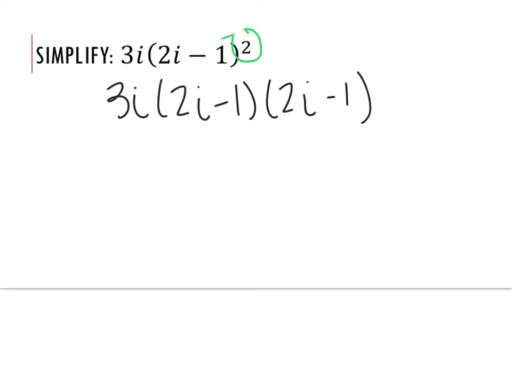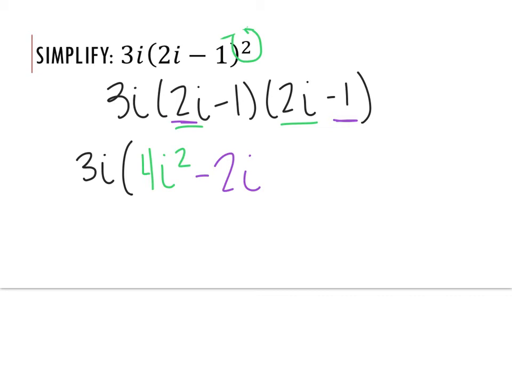Alright, so I'm going to do first and then outer and then inner and last, but I can't forget I have that 3i, so I'm going to write that there first. Okay, so first I have 2i times 2i, which gives me 4i squared. So first and then outer, 2i times negative 1 is negative 2i.